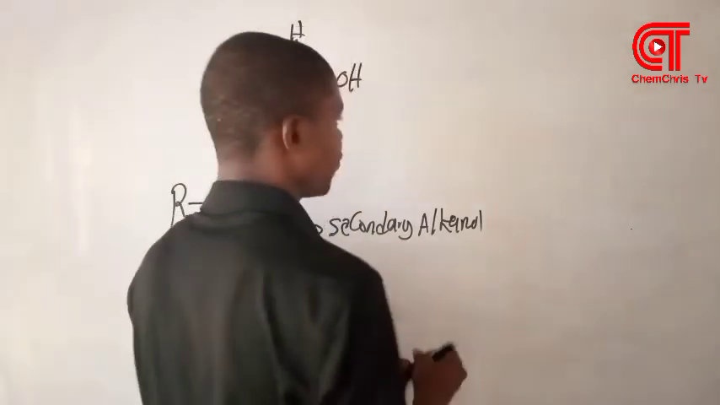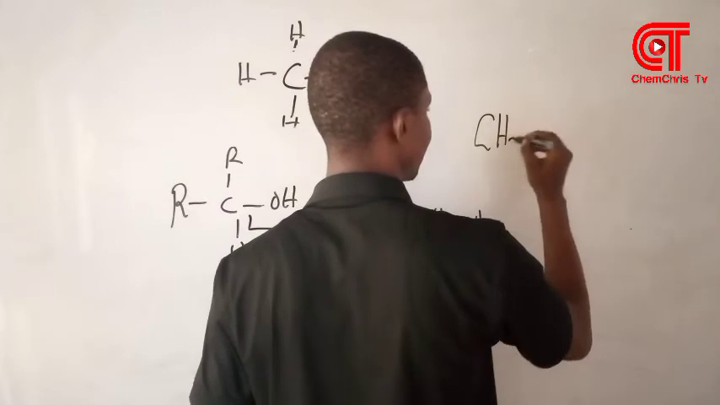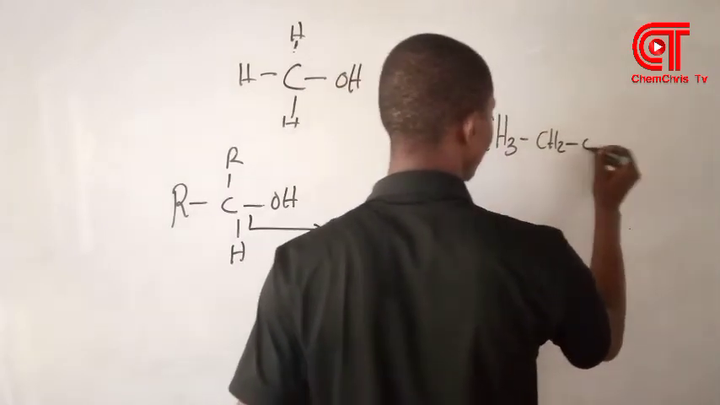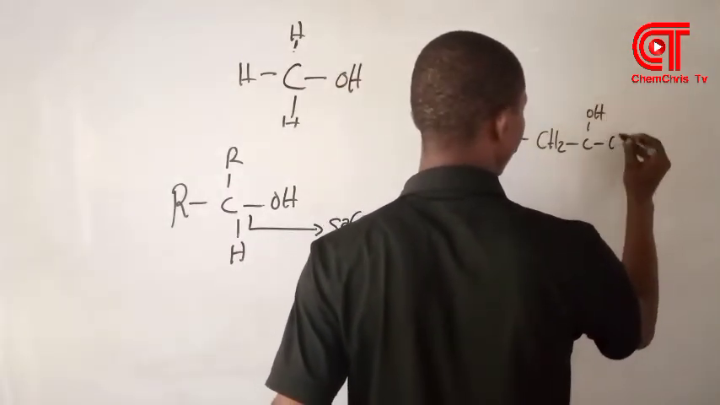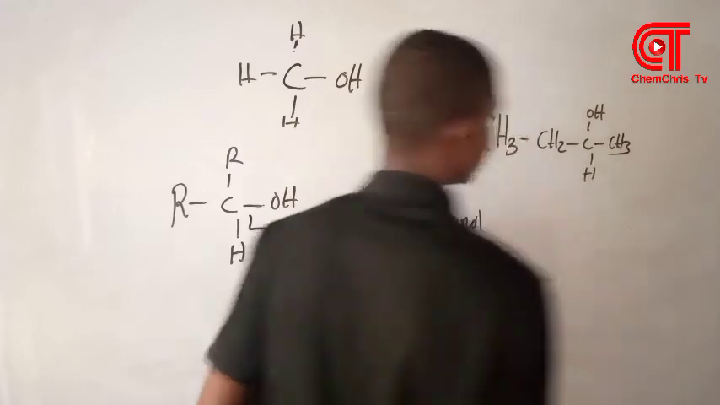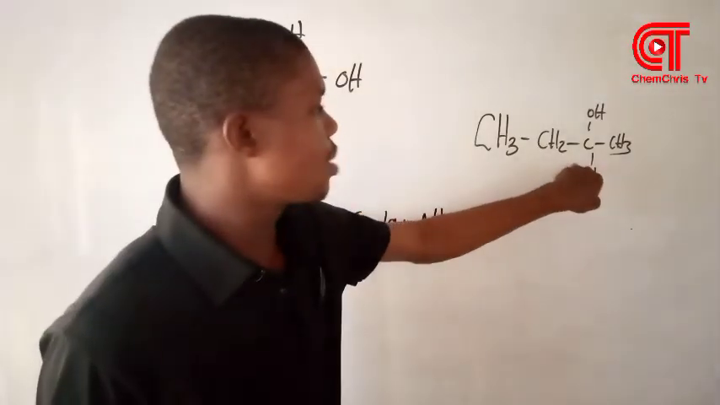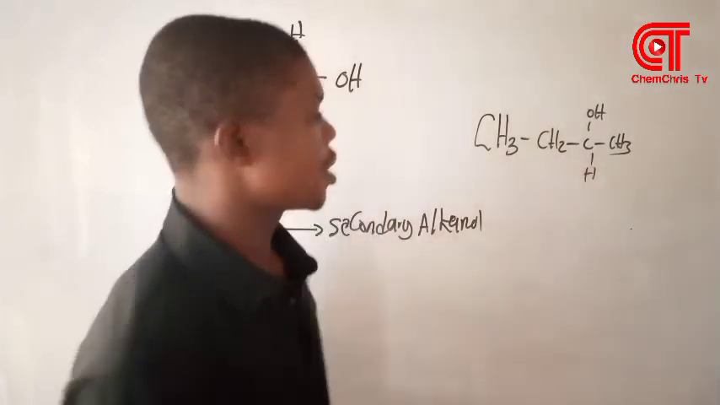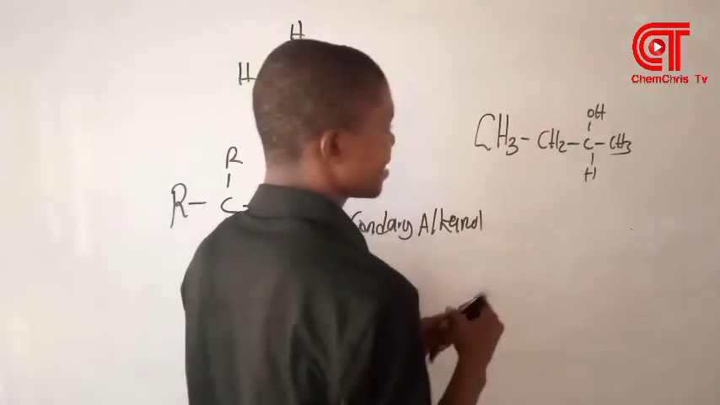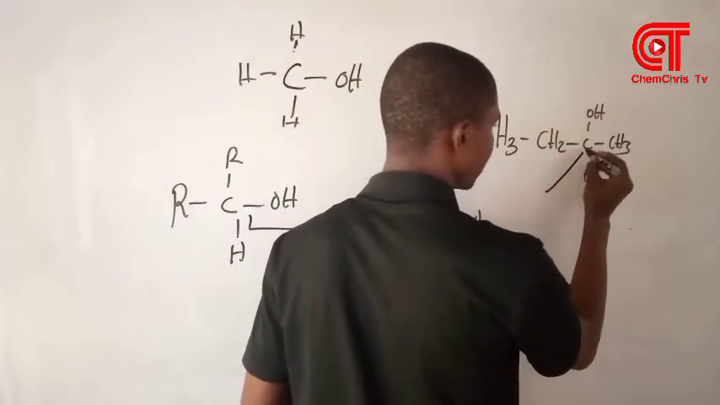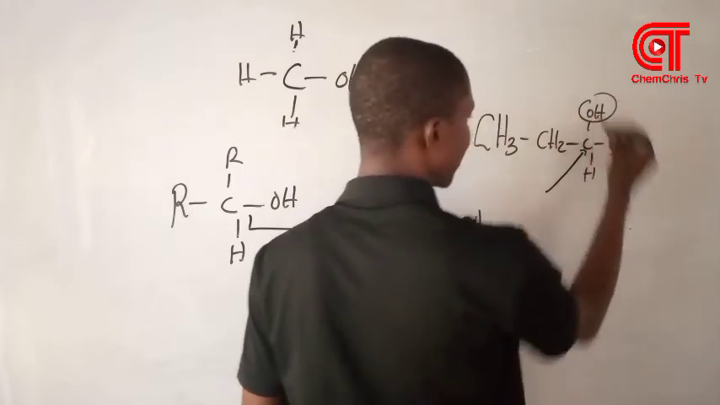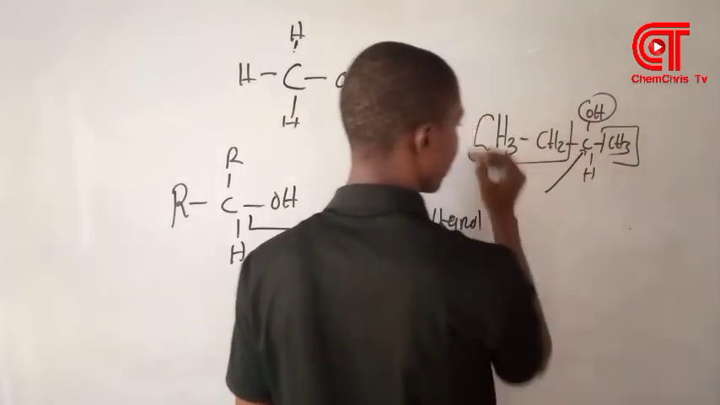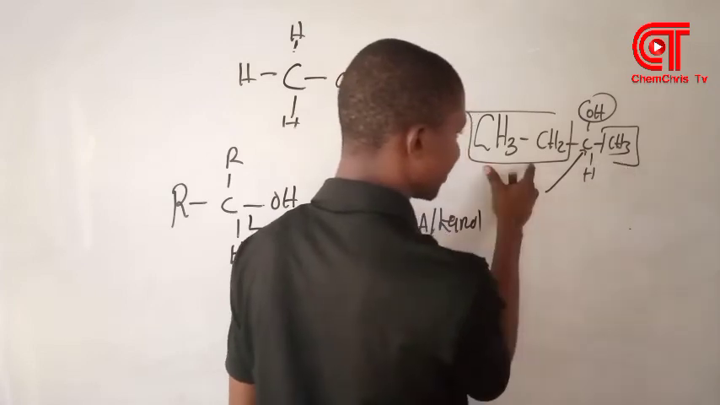So now let's take an example. If for example here we have CH3, CH2. This is a good example of a secondary alcohol, in the sense that this carbon atom carrying the OH has two alkyl groups. Here is methyl, here is ethyl.